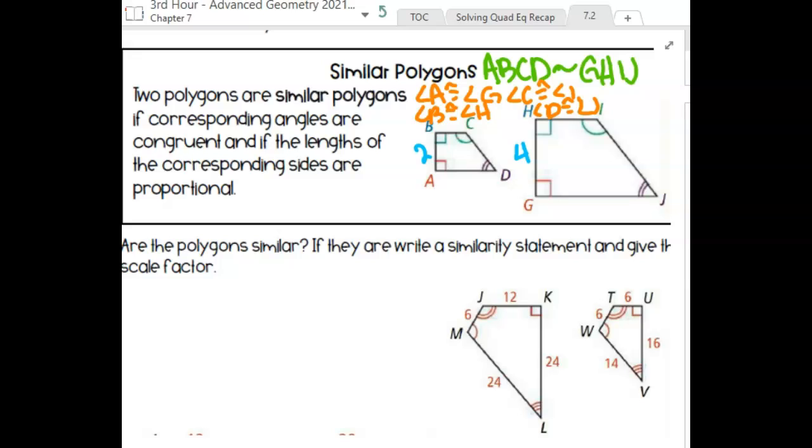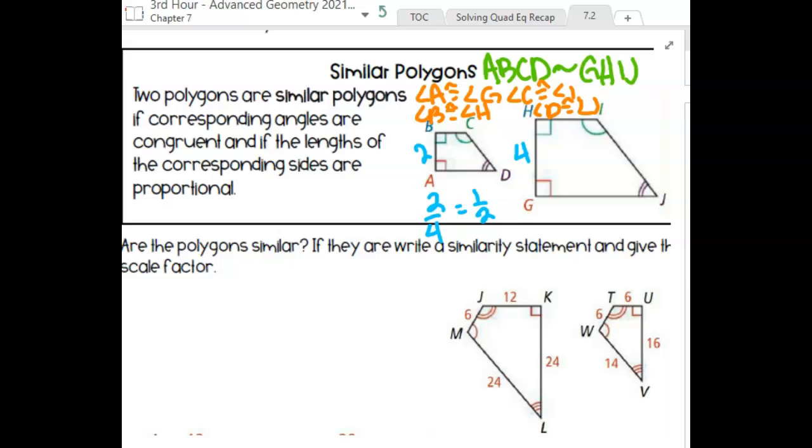If you were to write the corresponding sides, so this side to this side, as a ratio, so 2/4. And if you were to reduce that, you'd get 1/2. That 1/2 is what's called the scale factor. If the ratio from AB to GH simplifies down to 1 to 2.